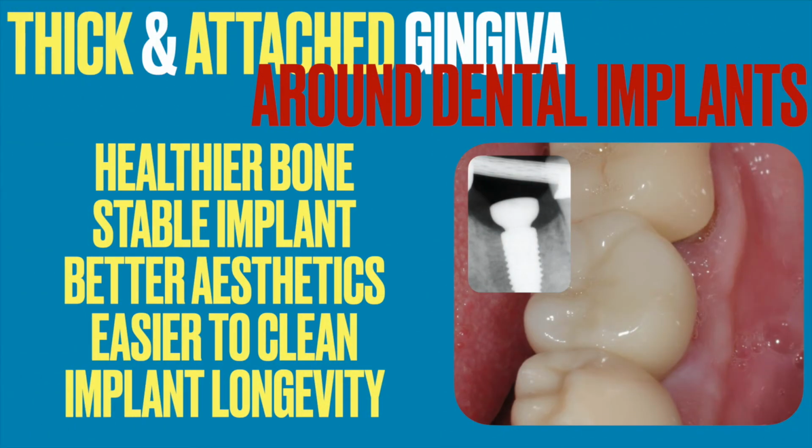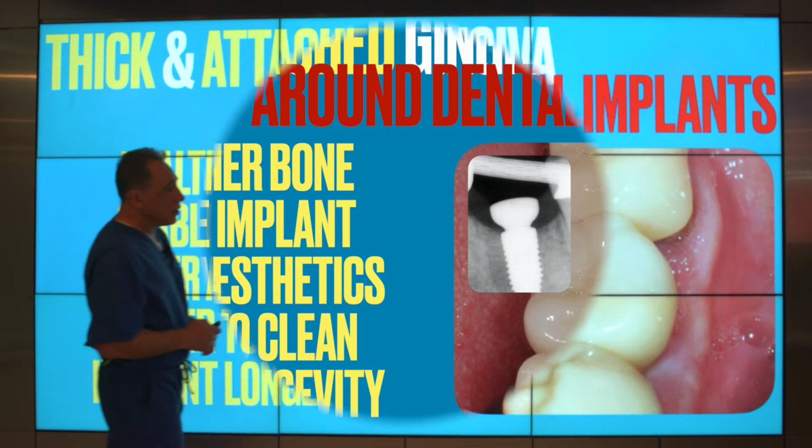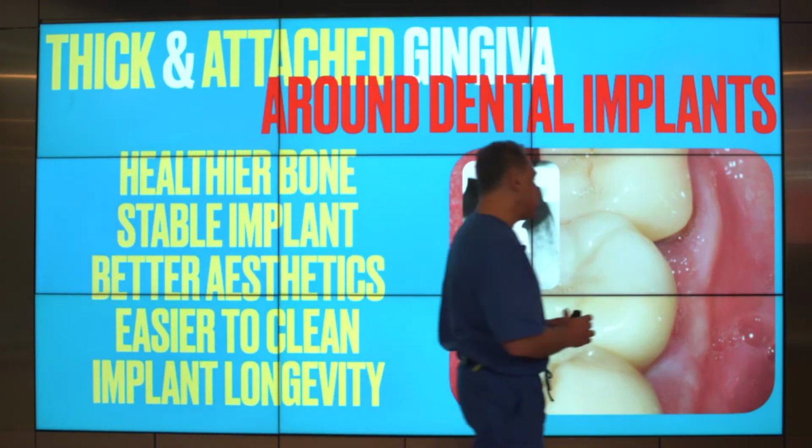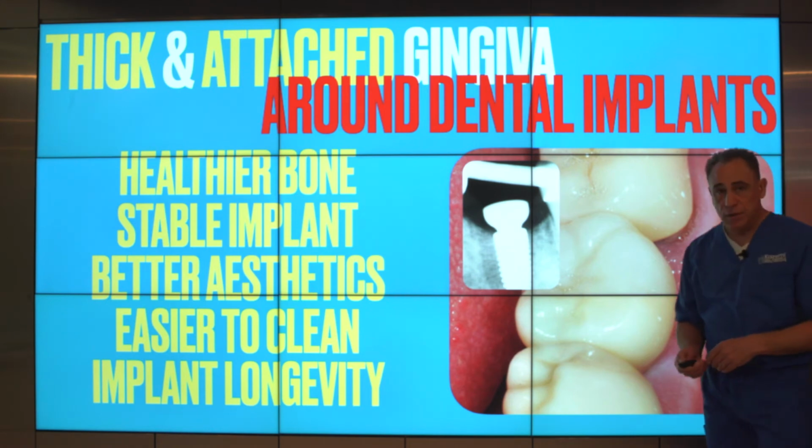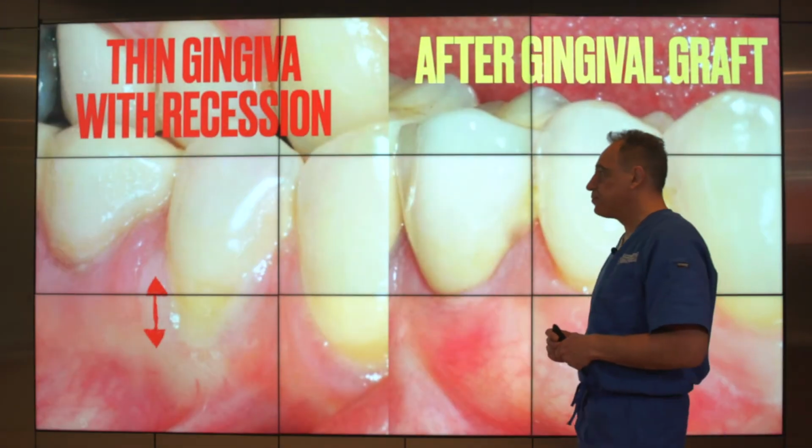Having a thicker gum tissue leads to a healthier bone and actually preserving the bone for longer term. A more stable implant, better aesthetics, easier to clean, and ultimately a better implant longevity. So it's important that we take every measure to develop this type of thick gum tissue and attached gingiva around dental implants for long-term success.